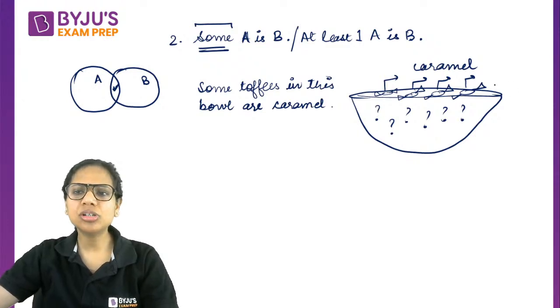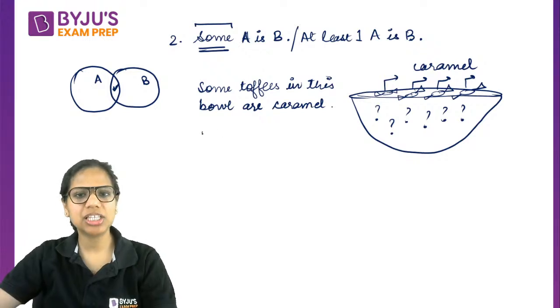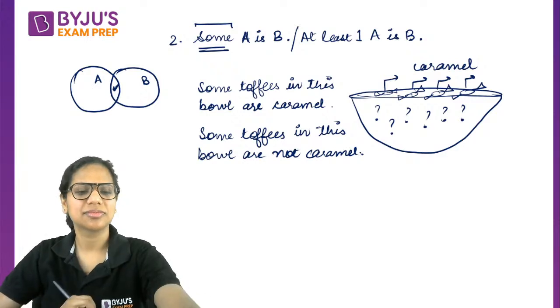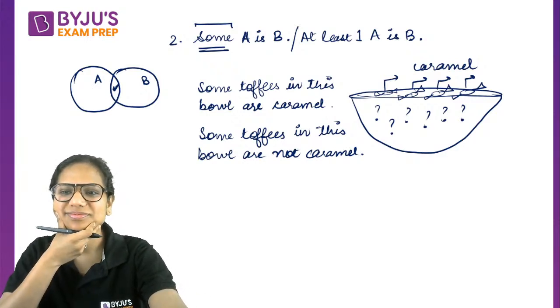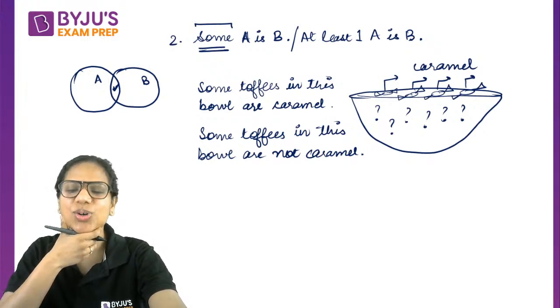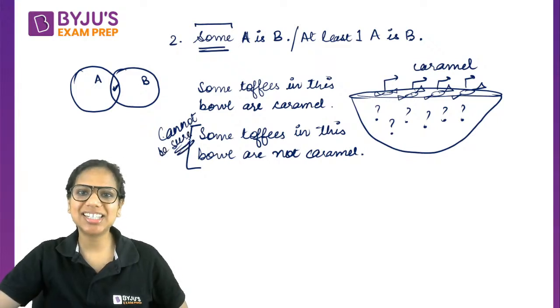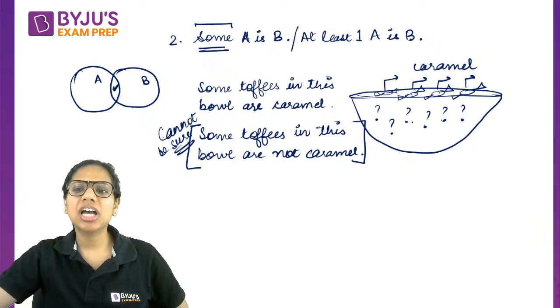So, from just looking at the surface, can you say this, that some toffees in this bowl are not caramel? I cannot be sure. And in deductive logic, we are dealing with certainties, isn't it? I cannot be sure about this because I really don't know what is there inside.